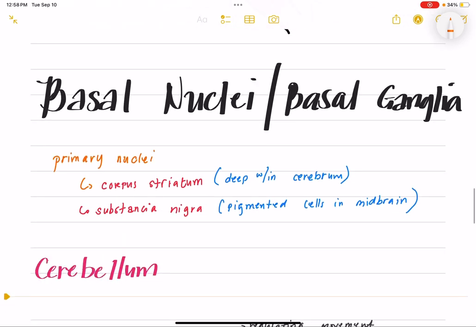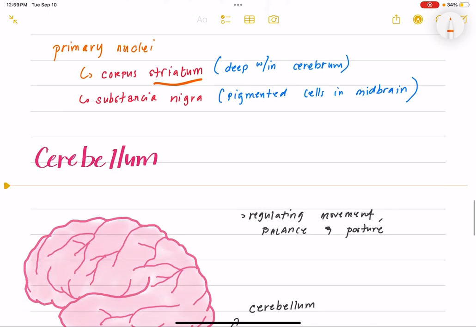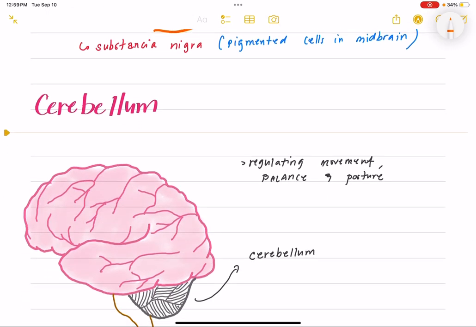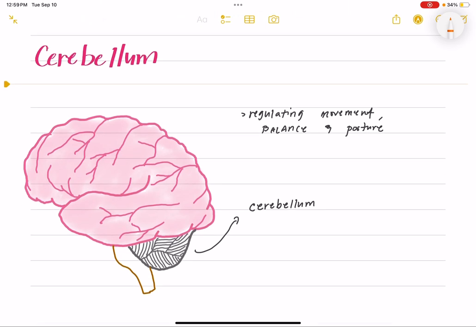Next we have the basal nuclei or basal ganglia. Ang basal nuclei or basal ganglia is a group of functionally related nuclei. Primary nuclei niya include ang corpus striatum, deep within the cerebrum, and the substantia nigra, pigmented cells in midbrain. So we have the cerebellum. Ari siya ang cerebellum, ang sadalom. Ang cerebellum regulates movement, balance, and posture.